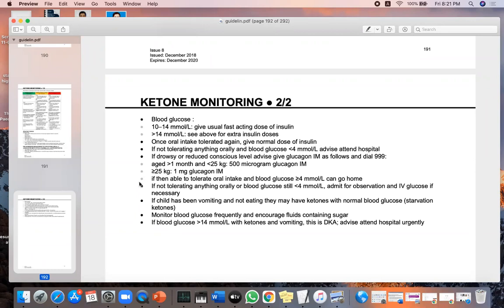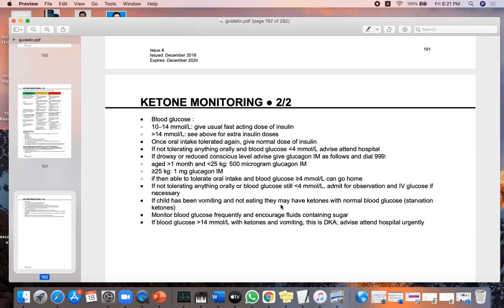See, during emergency, if the child is able to take oral feed and blood glucose is more than 4 millimole, then he can go home. Next, if the child does not tolerate anything or blood glucose still below 4, admit, observe, and give IV glucose if necessary.